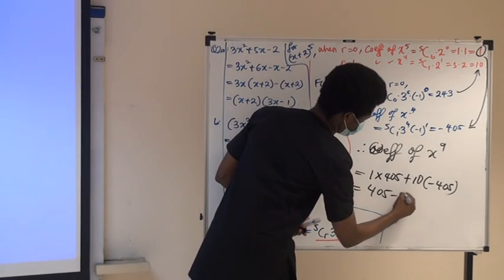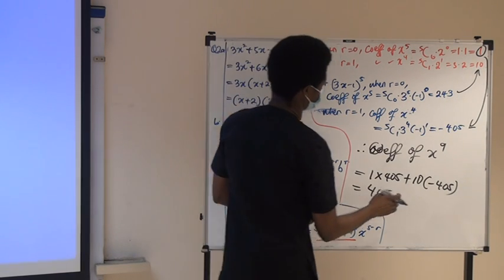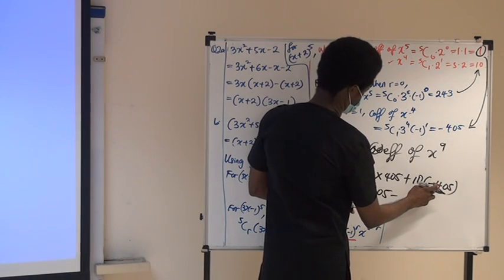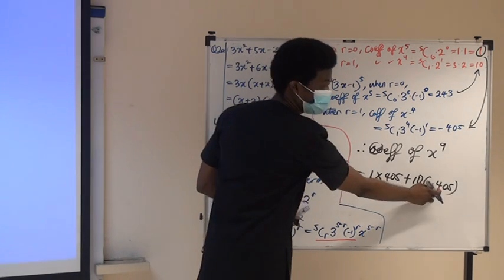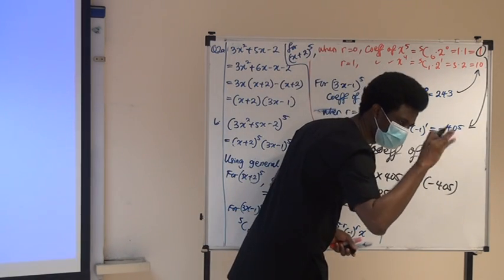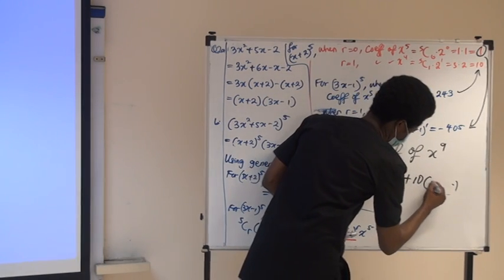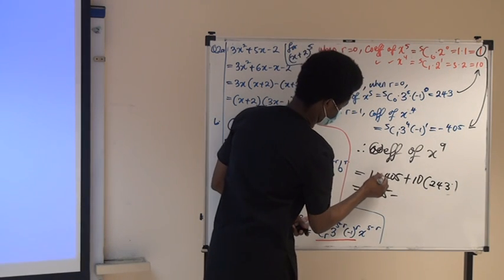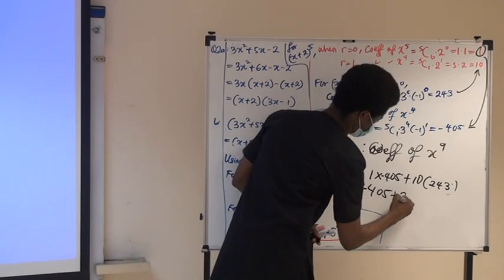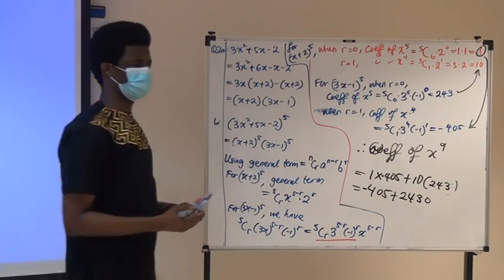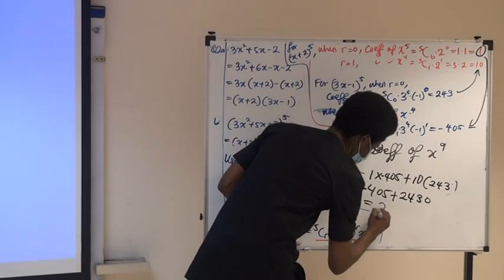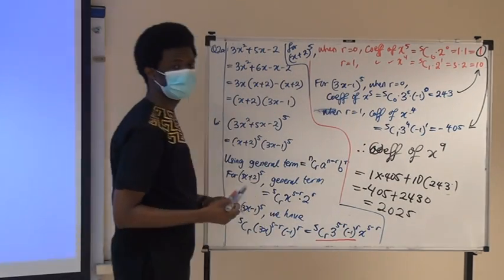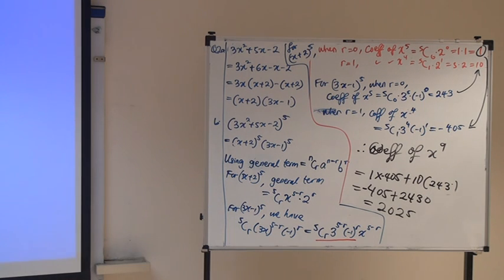405 minus... Wait, is it 242? Okay, sorry. Is this one? This one? Yeah, this one. No. 243. Okay. So, this one? Plus 2430. So what do we got? Final. 2025. Like that? I hope the idea is well understood. We have done this numerous times just to remind ourselves.